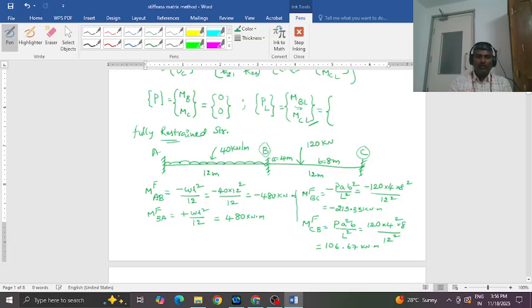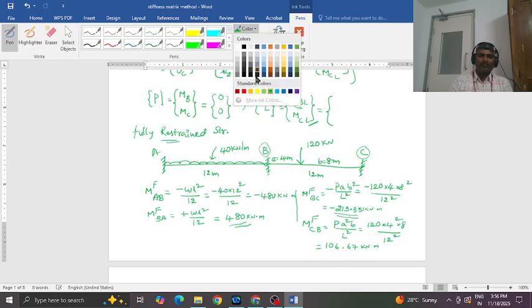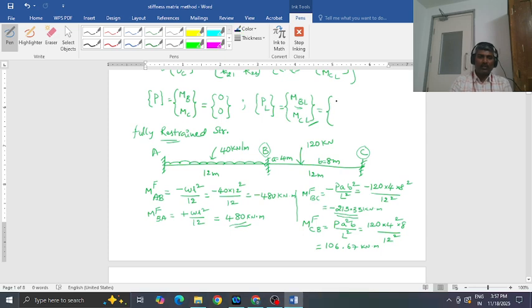Okay, let us write it here itself. Right, moment at B you have two values. One is plus 480, this moment at B. Another one is minus 213.3. So let us calculate the total value. So that works out to 480 minus 213.33. Moment at C is a single value, 106.67. So this works out to 266.67, 106.67. So this is PL matrix.